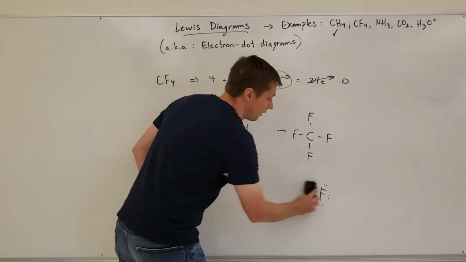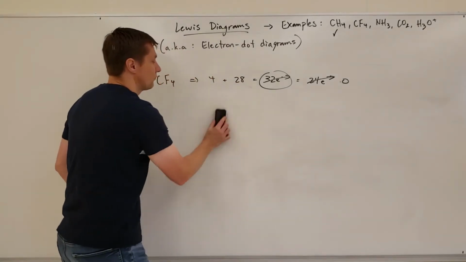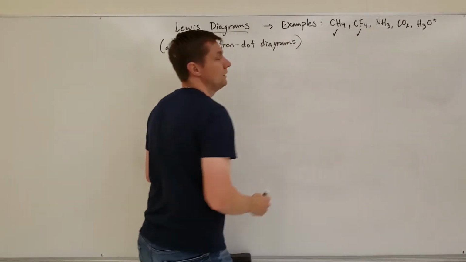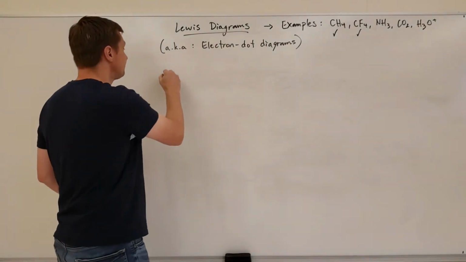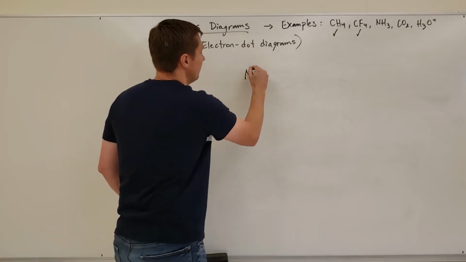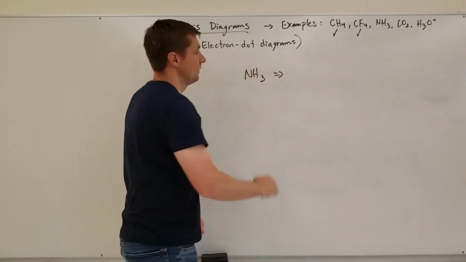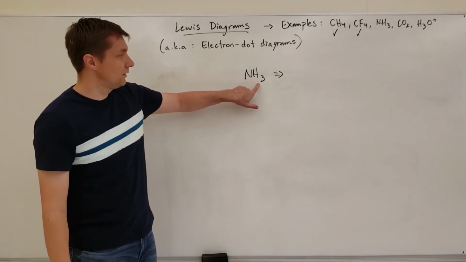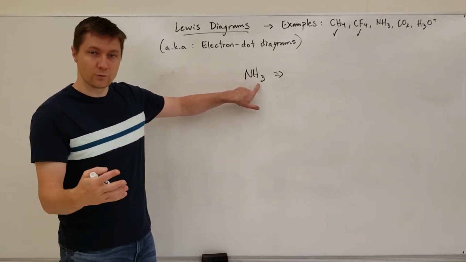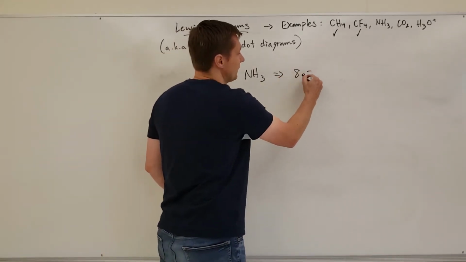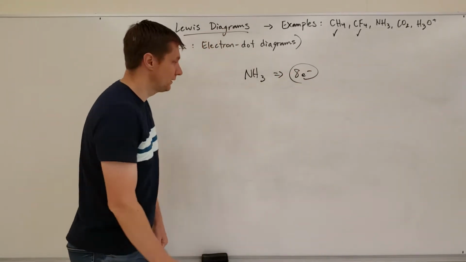All right, so let's take a look at our next example and our next set of rules. Our next example here is going to be NH3, or ammonia. So I go to the periodic table, count up my valence electrons. This has 5. This has 1 for the 3 of them, so there's going to be 3. So 5 plus 3 is 8 valence electrons altogether that I have to build this diagram.